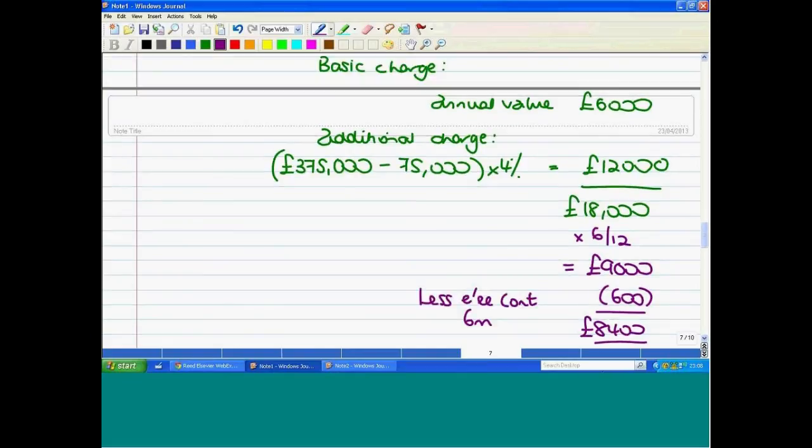Okay, so hopefully you can see where the numbers have come from. Annual value of £6,000, additional charge of £12,000, totals it up as £18,000. And because we haven't had full use of the property, we do time apportion both the annual value and the additional charge. And then, of course, when we come to doing our employee contributions, we also have to take that into consideration as well.